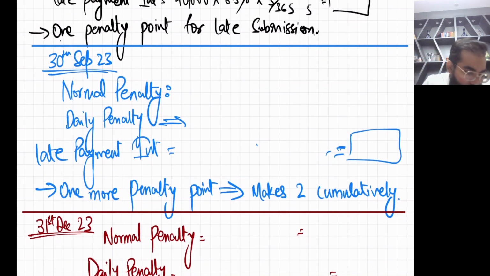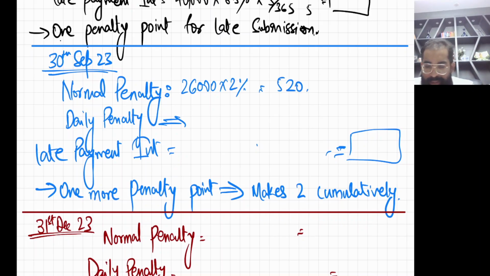So the normal penalty will now be 26,000 multiplied by 2%, which is 520. Now, daily penalty: there is no daily penalty, because the daily penalty is only applied if you are more than 30 days late. But yes, late payment interest is always there.